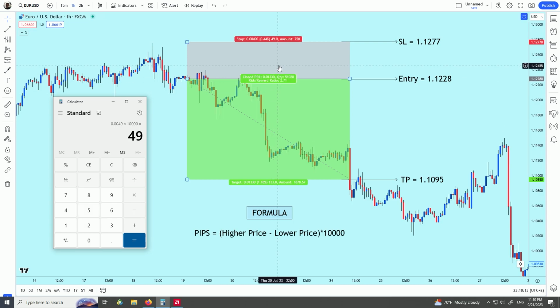For most pairs in TradingView, this number here represents pips. As we can see, we calculated 49 pips and this is the number that we can see here.